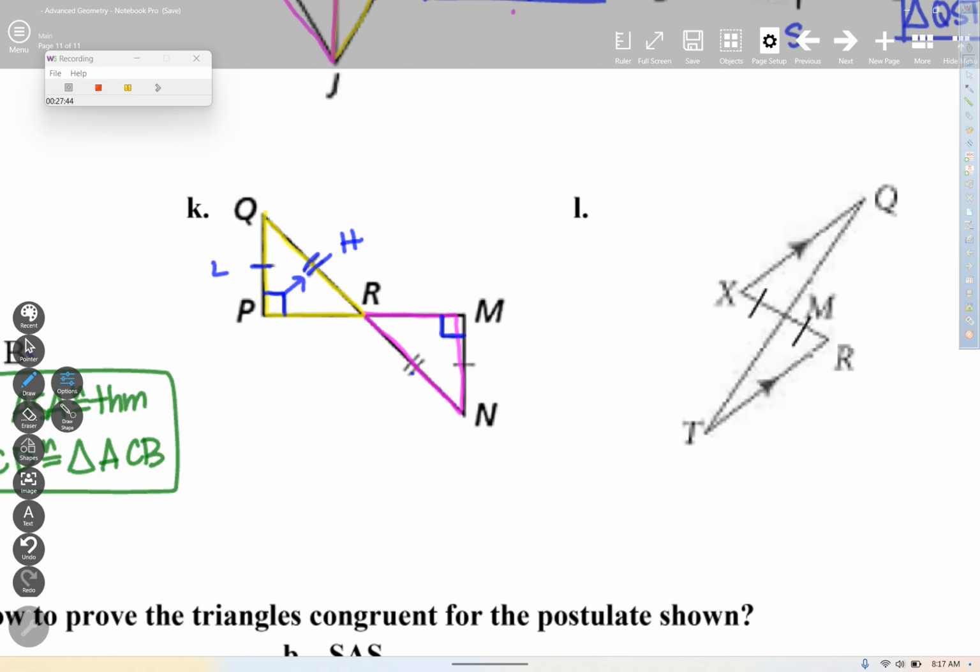So let's check it. Here's my right triangle. I have a hypotenuse, and then I have a leg. So this one is yes because of the HL congruency theorem. And so I have triangle PQR. Remember, these can be a little different. You just want to match them every time. So I went from the right angle up and then down to the center. So MNR would work.